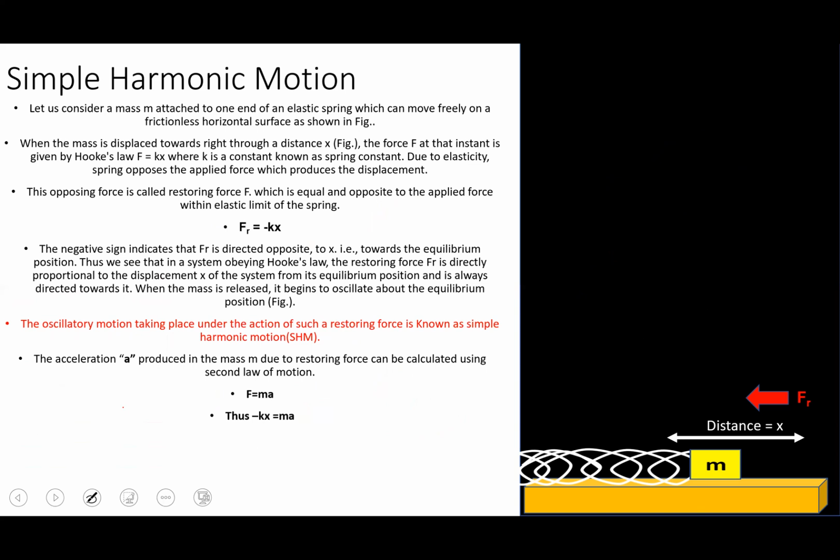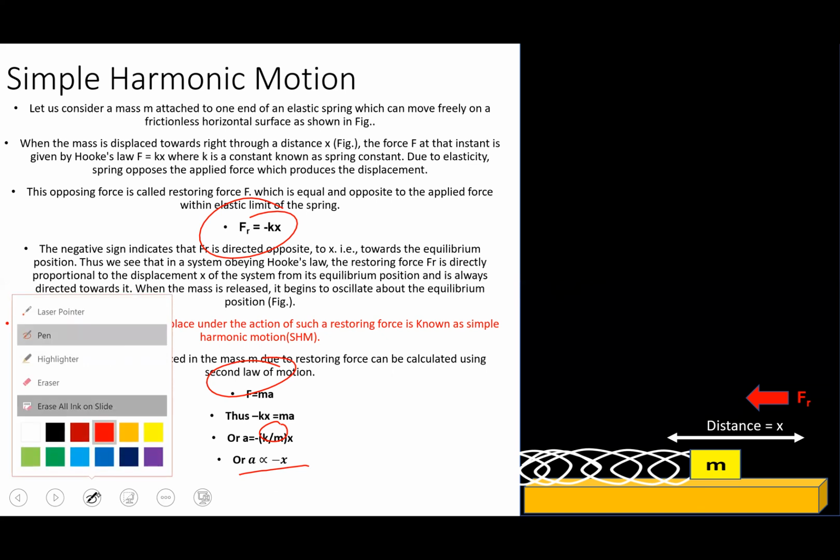Thus, if we rearrange these two equations, we get minus kx equal to ma. From that, we rearrange to get a is equal to minus k over m into x. If we remove the constant values, we are only left with proportionality. That means a is proportional to minus x, and the negative sign shows that it is in the opposite direction.